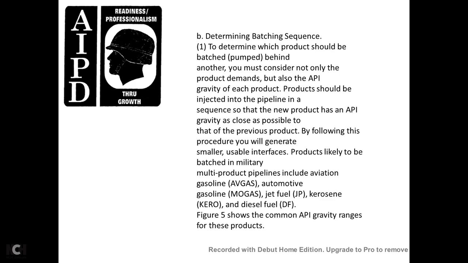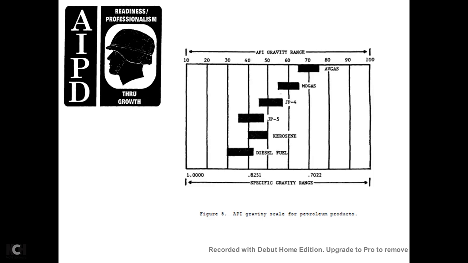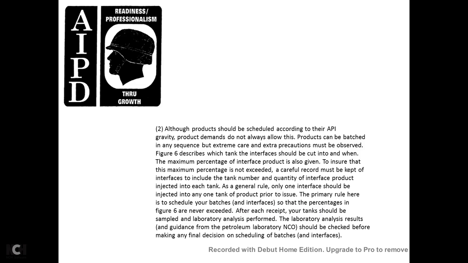Products are likely to be batched in the military. Multiple product pipelines include aviation gas, automotive gas, jet fuel, kerosene, and diesel fuel. Figure 5 shows the common, appropriate API gravity ranges for these products: the API gravity scale for petroleum products. Although products should be scheduled according to API gravity, product demands do not always allow this. Products can be batched out of sequence, but extreme care and precaution must be observed.